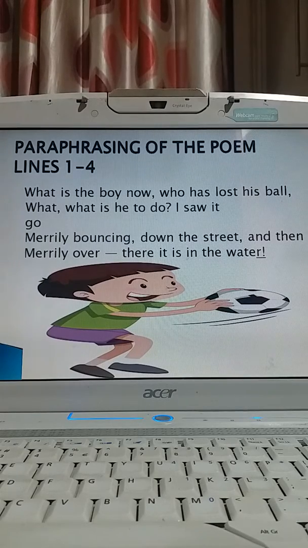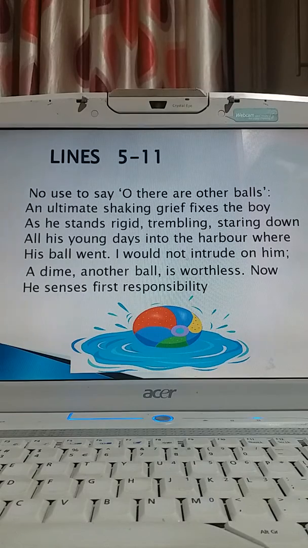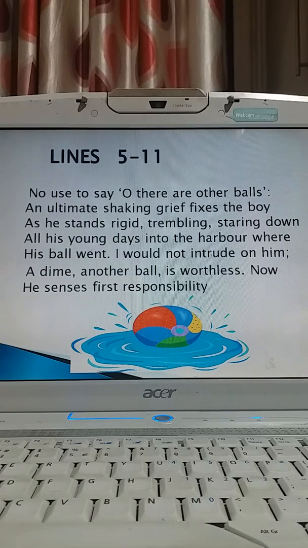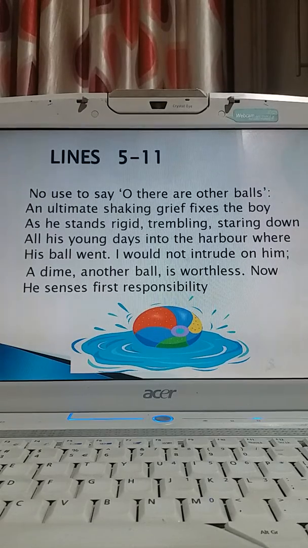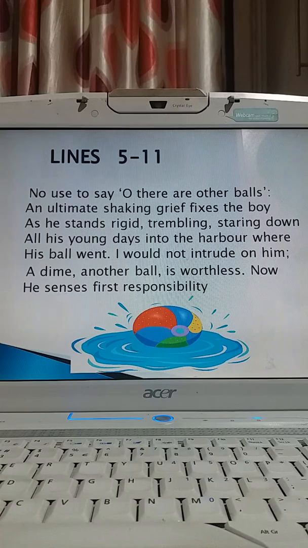Let's move to the next few lines. Lines 5 to 11. No use to say, oh, there are other balls. An ultimate shaking grief fixes the boy as he stands rigid, trembling, staring down all his young days into the harbor where his ball went. I would not intrude on him.